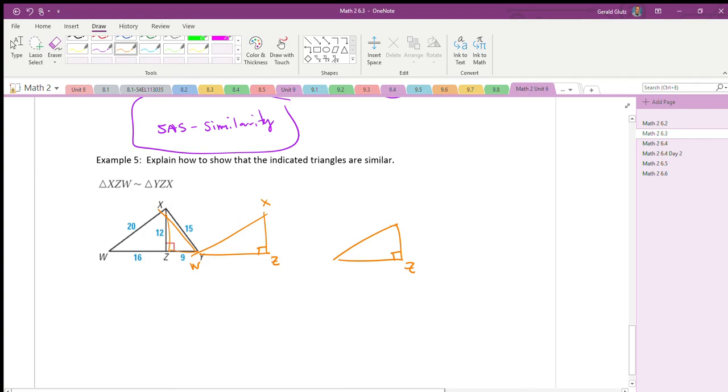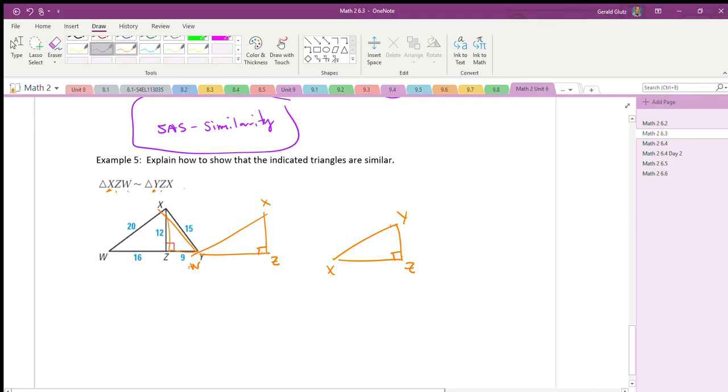The longest leg is ZX, so this should be X. The shortest leg is ZY, so this should be Y. And then the hypotenuse was XY. You could also kind of use these. Since X and Y are the first two sides, those have to be corresponding. Z and Z have to be corresponding to each other. And then W and X have to be corresponding.